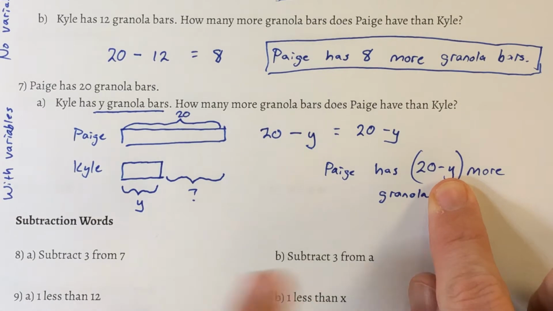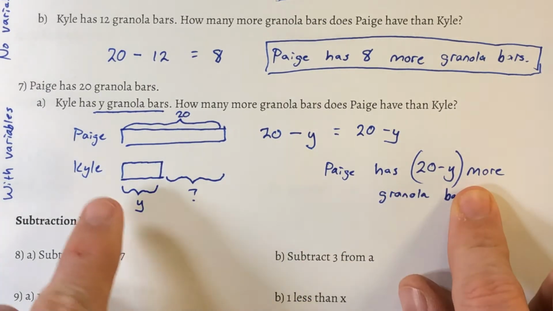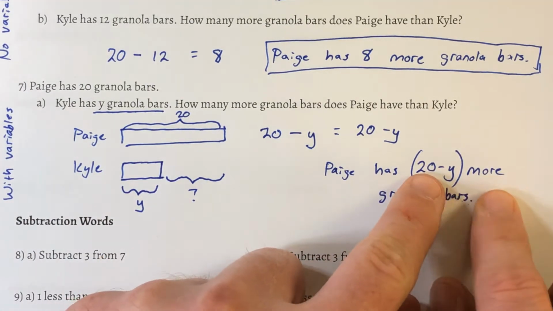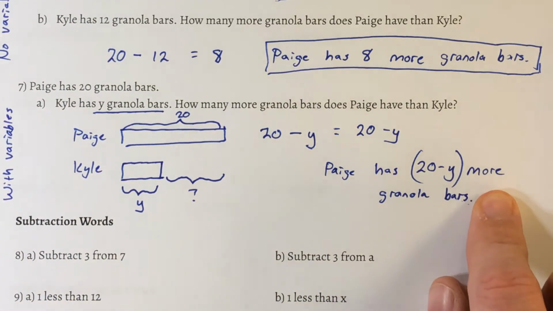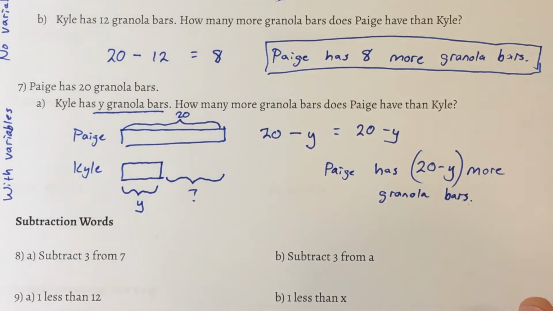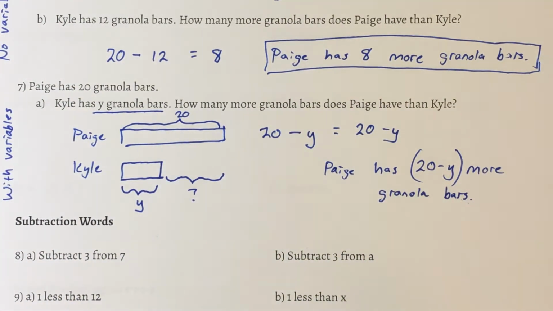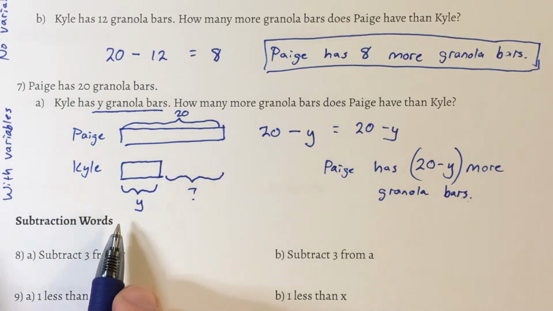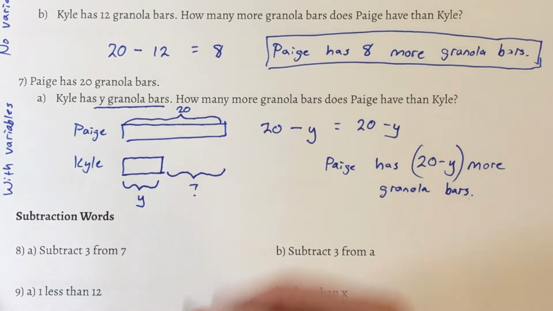So, my instructions right here tell me that if Kyle has 1 granola bar, I'm going to take 20, take away 1, and I'll know that Paige has 19 more. We're going to get more into that next lesson. So expressions are like your instructions of how to get the answer when you eventually do get the information you need. All right, before we continue, let's go over some subtraction words.